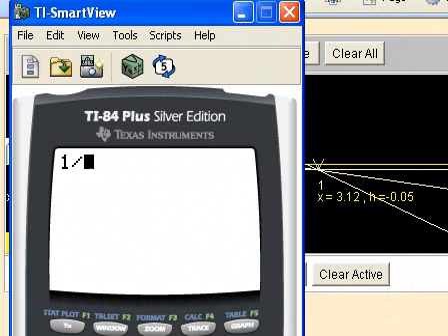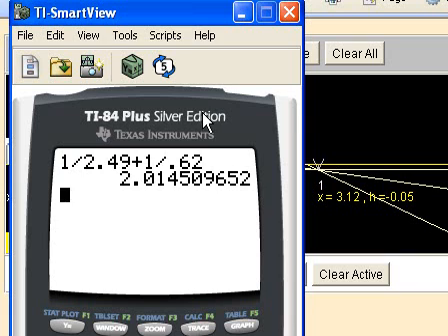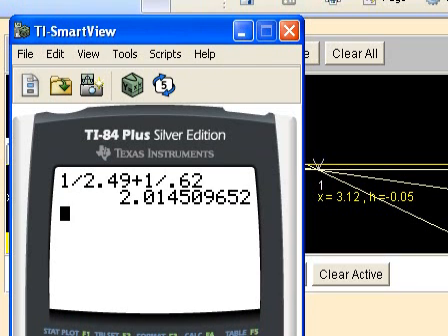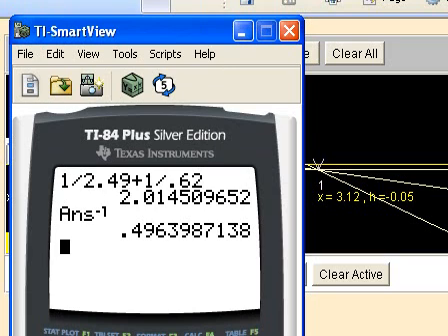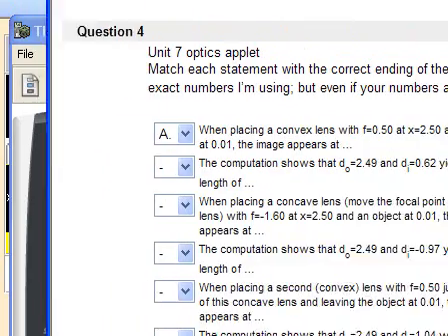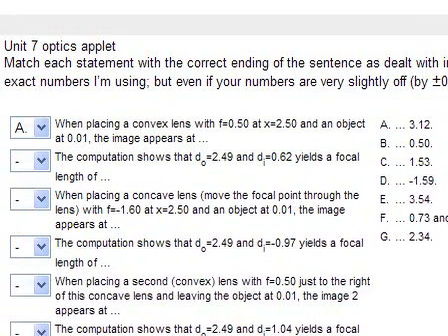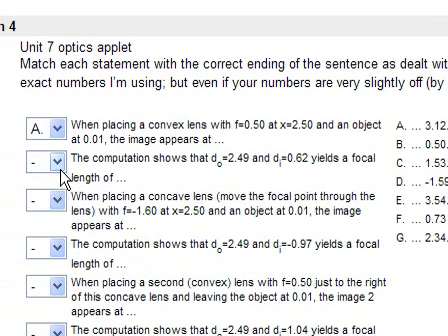So according to the equation that you find in the book, it's 1 divided by 2.49 plus 1 divided by 0.62. Enter, and then I still need to invert that because that's what the equation says. 1 over f is actually that. So I come up with 0.496. That should be, of course, rounded according to significant figures, and 0.496 would then be a rounded 0.50, so that means that this answer here is correct.